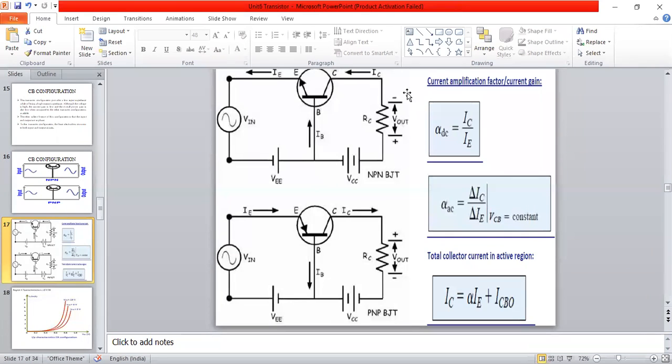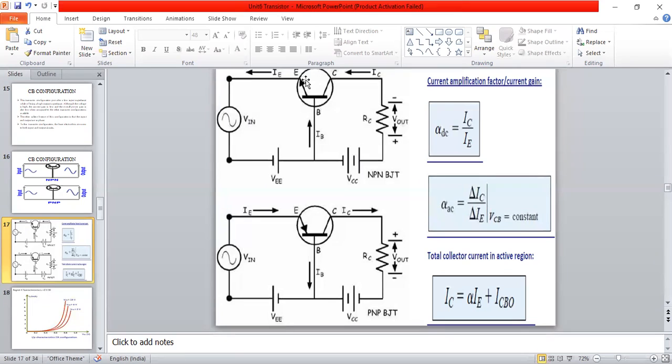The current direction may be like this or like this, whatever it may be. But it will flow through the load resistance, obviously. It may come in the clockwise direction or it may go in the anti-clockwise direction. That is not a matter, but it will flow through the load resistance. So across the load resistance, we are going to get the output.